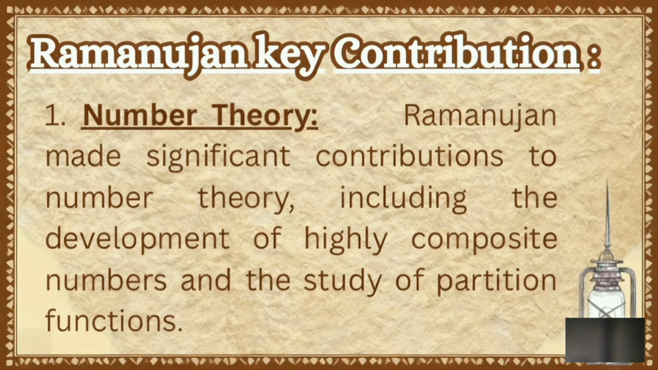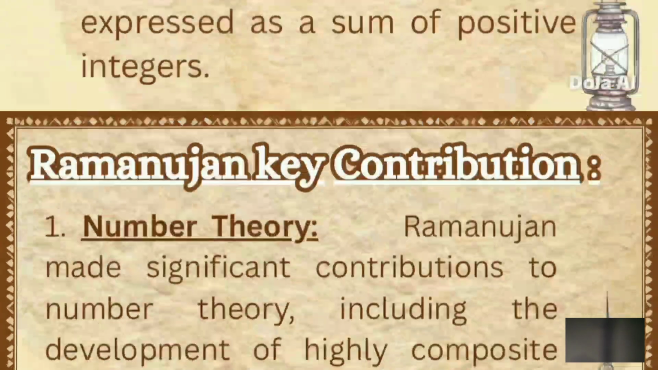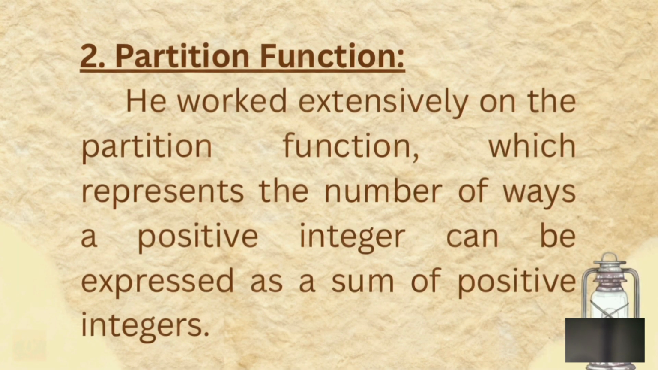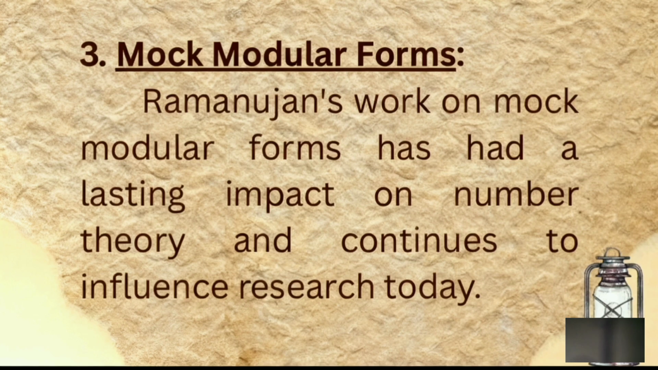Ramanujan's key contributions. Number 1, number theory. Ramanujan made significant contributions to number theory, including the development of highly composite numbers and the study of the partition function. Number 2, partition function. He worked extensively on the partition function, which represents the number of ways a positive integer can be expressed as a sum of positive integers. Number 3, mock modular forms. Ramanujan's work on mock modular forms has had a lasting impact on number theory and continues to influence research today.